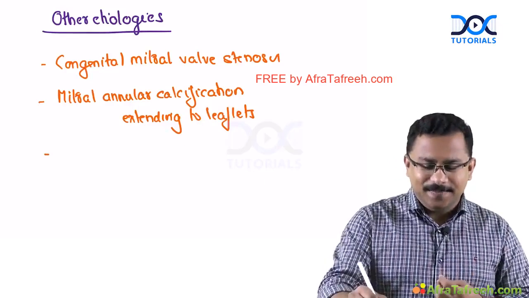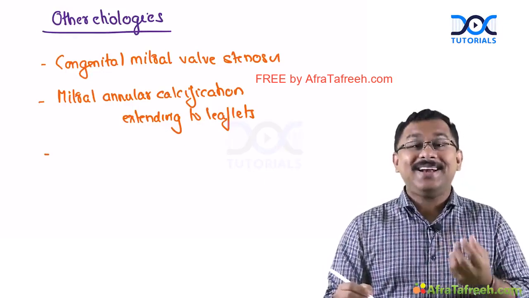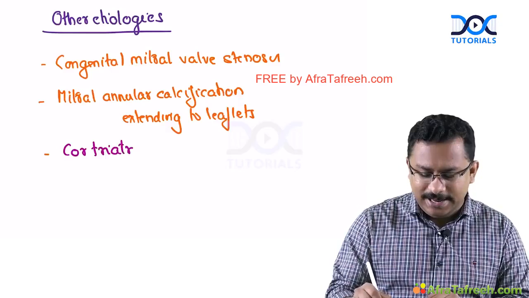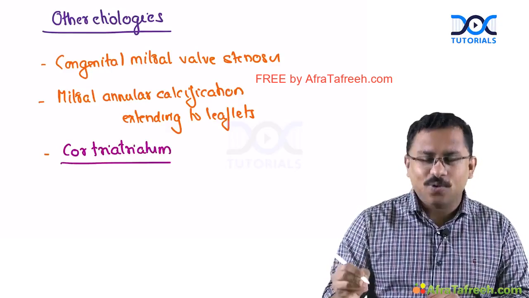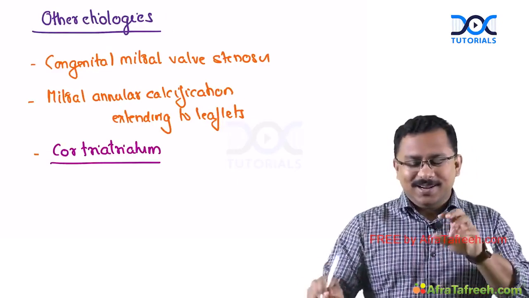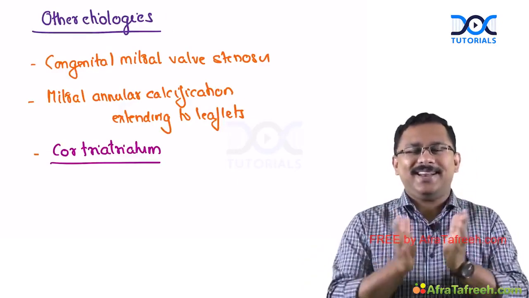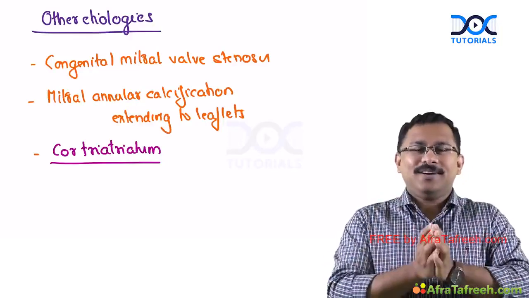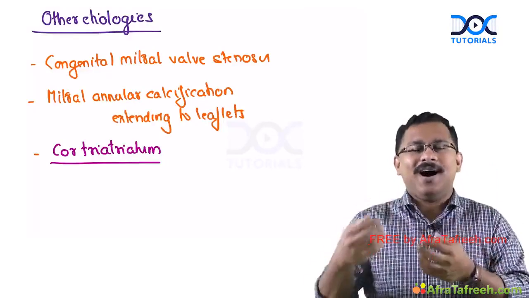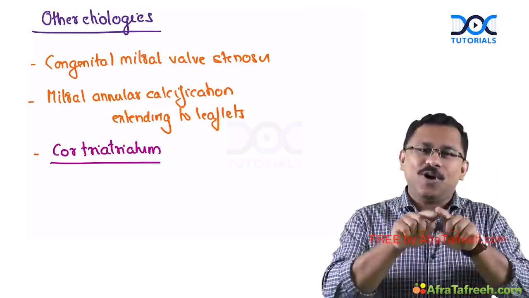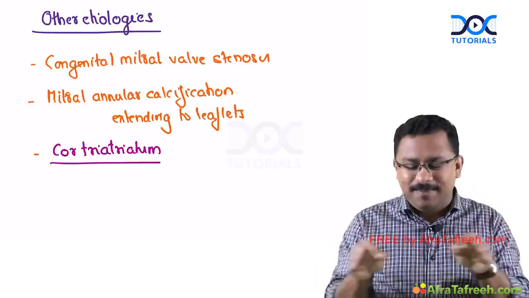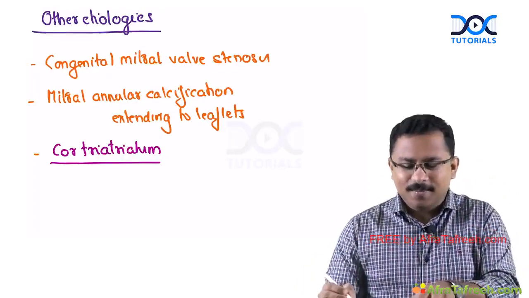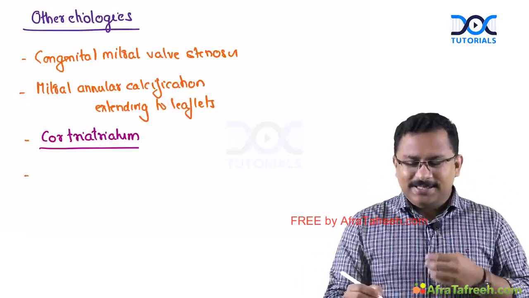Third, there is an entity by name cor triatriatum. Okay, what is it? Cor triatriatum, which means there are 3 atria. What happens here is there is a thin membrane that further divides the LA or RA, resulting in an appearance of 3 atrial chambers, which is called a triatriatum. This is another possible etiology for mitral stenosis.